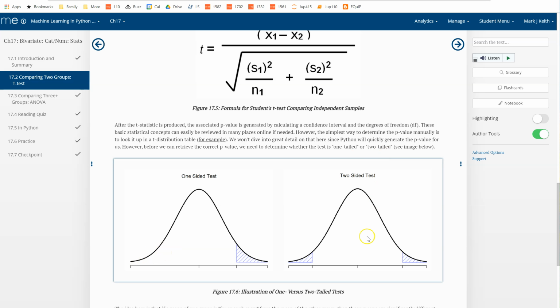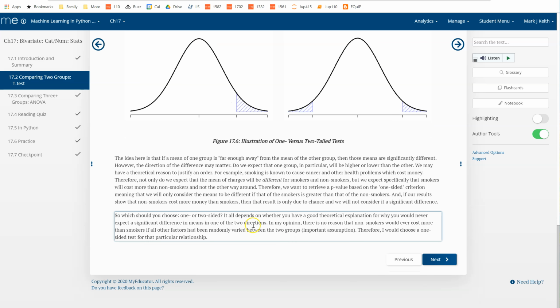A two-sided test means we don't have a good theory to explain which one will be higher or lower, and we want to explore it. So in practice, what this means is our p-values are always half the size in a one-sided test as they are in a two-sided test. So again, if I have a good theory to indicate which one's going to be higher, I'll use a one-sided t-test. If not, I'll use two-sided. By default, Python uses two-sided. You have to specify if you want a one-sided.